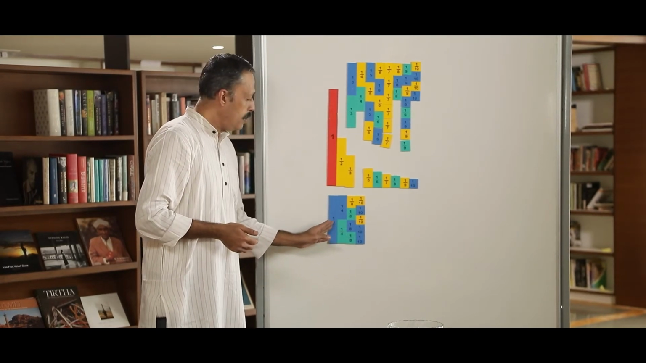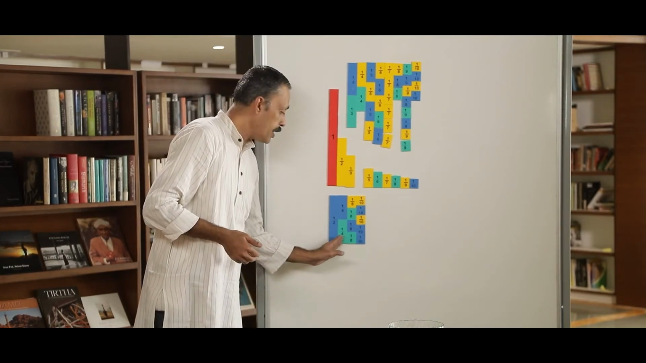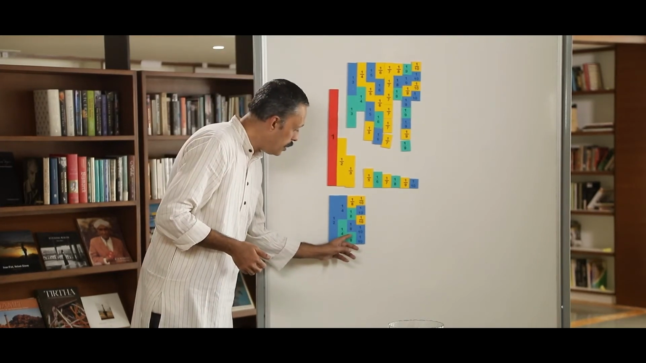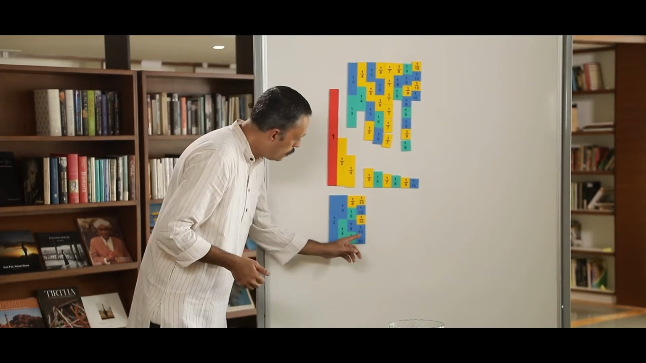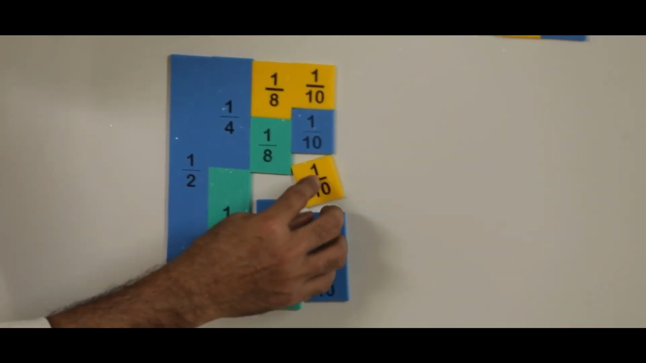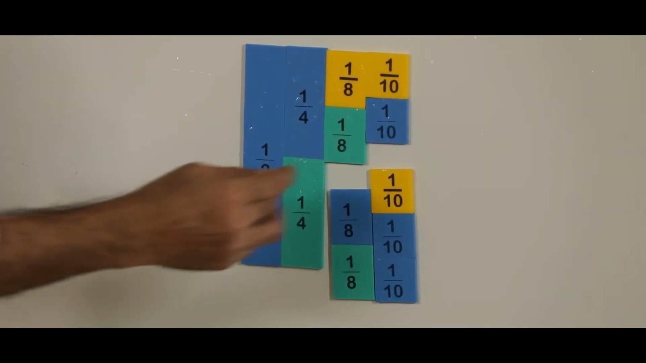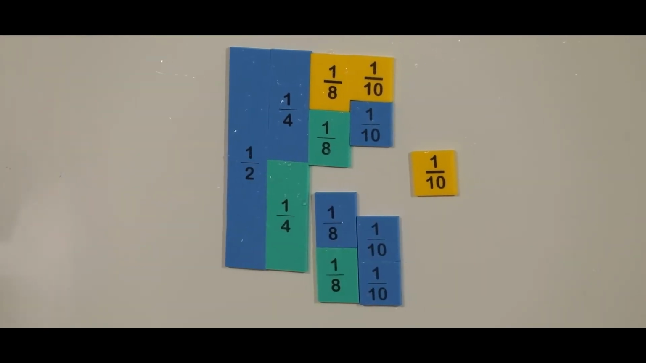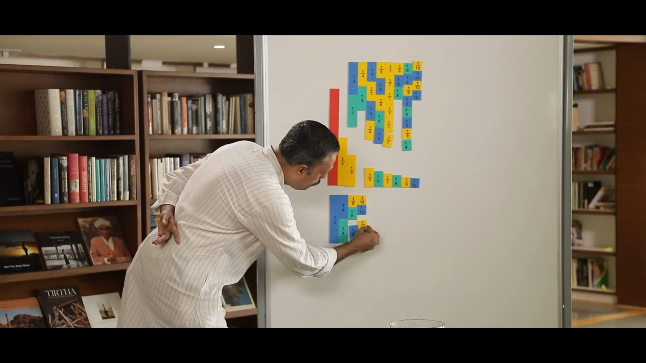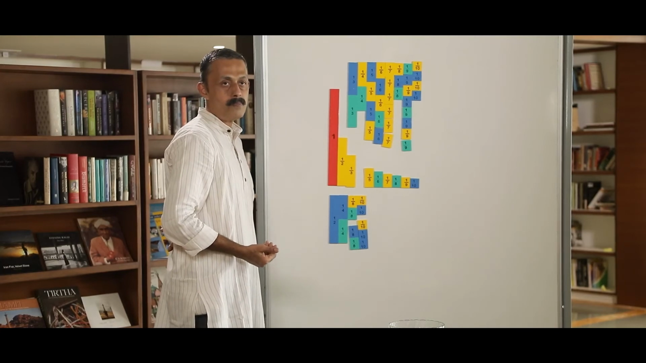1/2 is equal to 2/4. 1/2 is equal to 4 1/8. This 1/4 is equal to 2 of 1/8, or 2 1/8 is equal to, can we say 1/10, 3 of 1/10 are equal to 2 of 1/8? Can we say they are equal? They are not equal. So, even here, it is not equal. 3 1/10s are not equal to 2 1/8s.